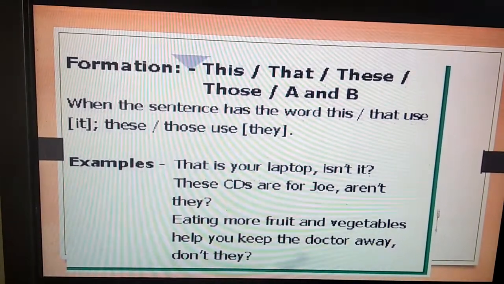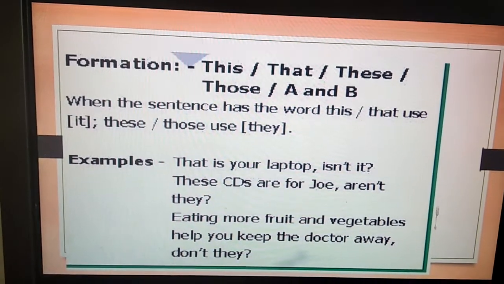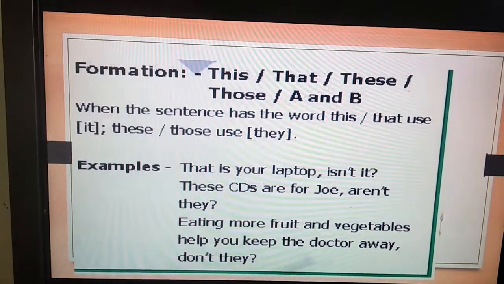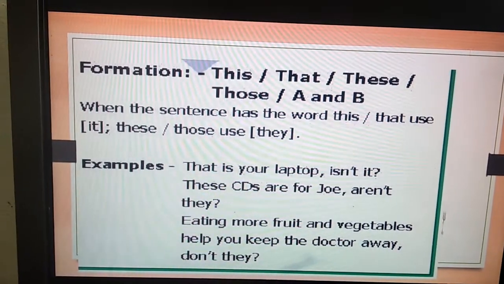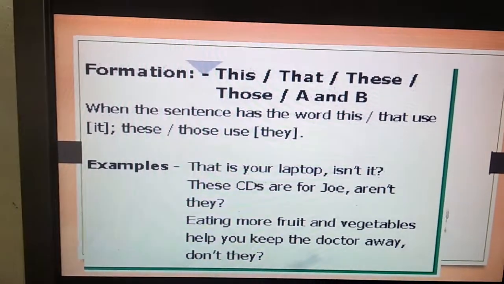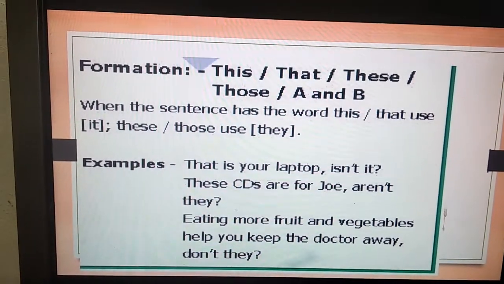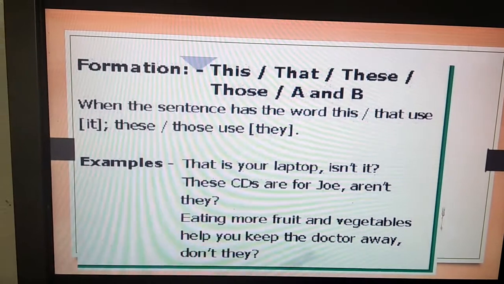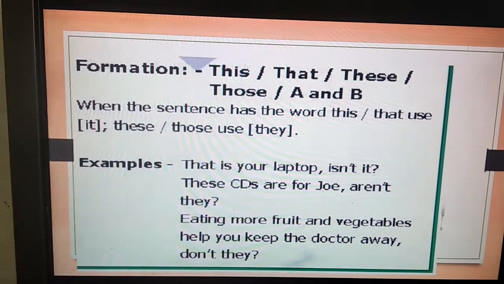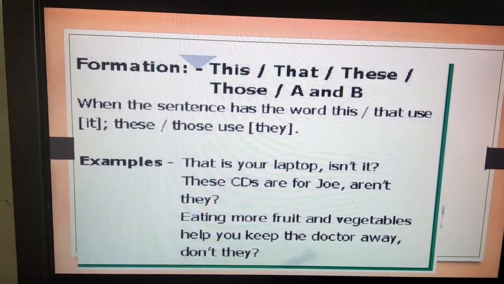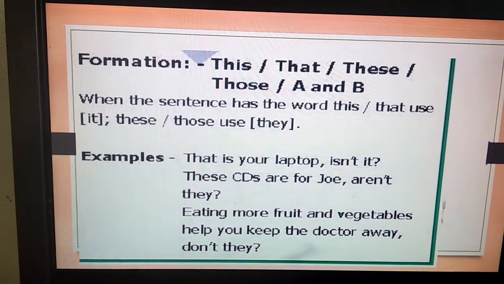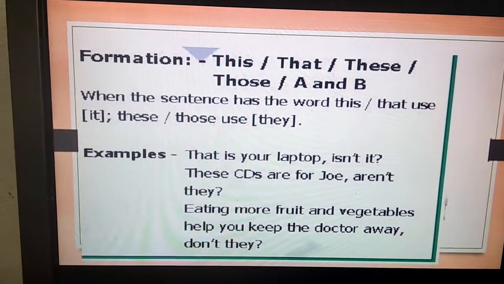If the statement has this, that, these or those. When the sentence has the word this and that, we have to use it in the question tag. And these and those, we know that we use for the plural, so they. See the examples. That is your laptop, isn't it? These CDs are for Joe, aren't they? In the first sentence, it is used for the laptop. Second, aren't is used for the CDs because it is in the plural form. Eating more fruit and vegetables help you keep the doctor away, don't they?